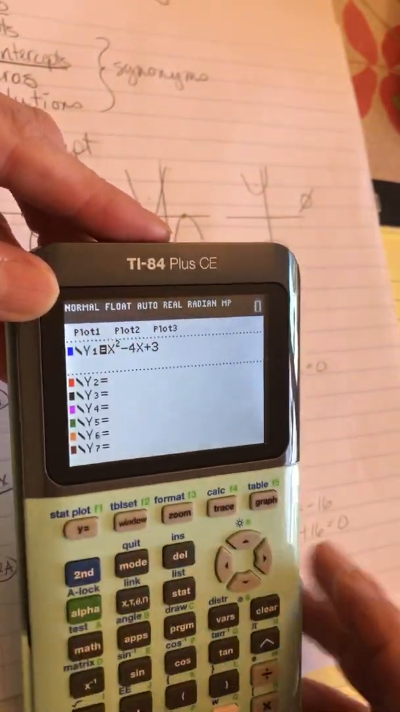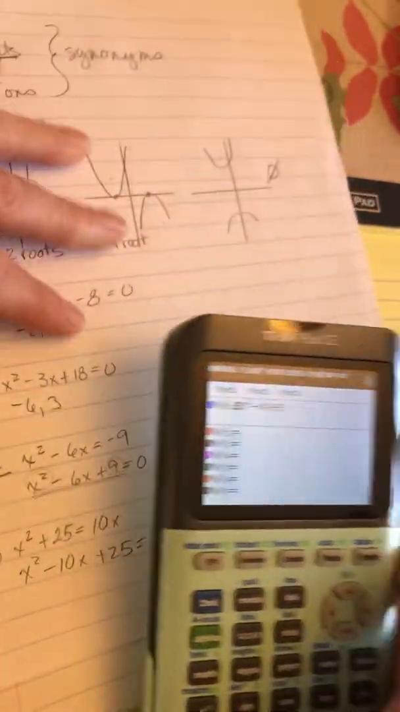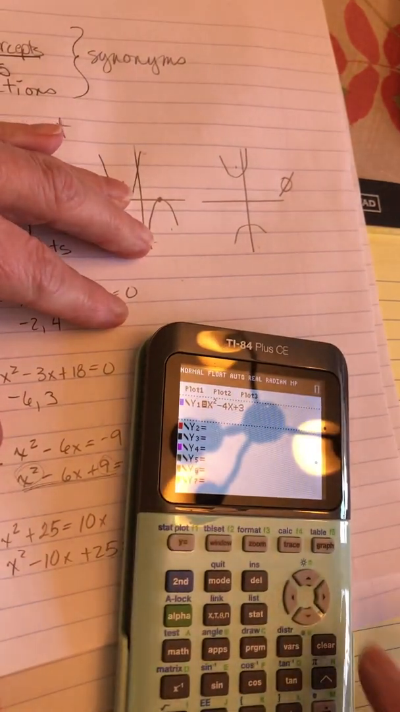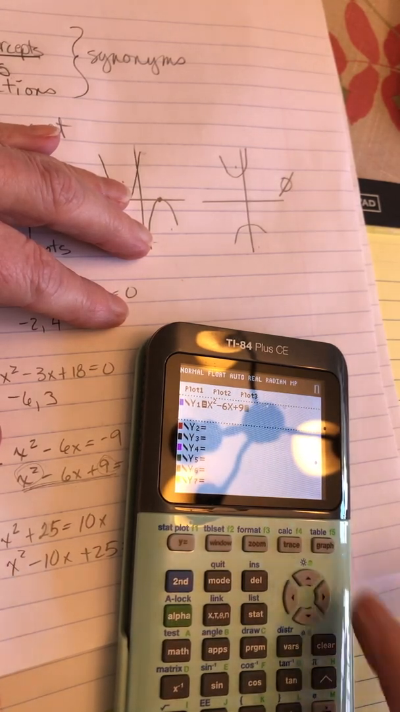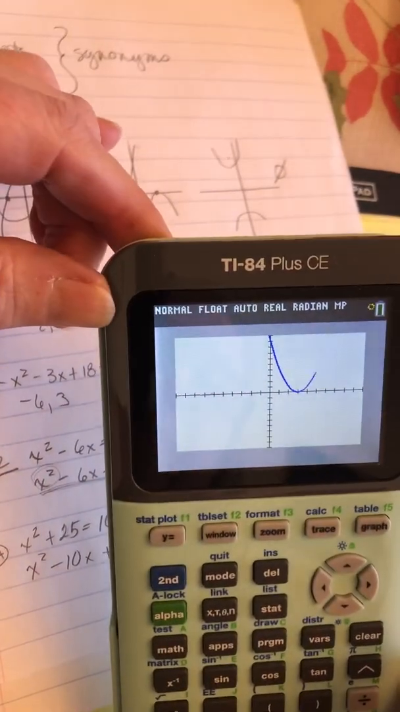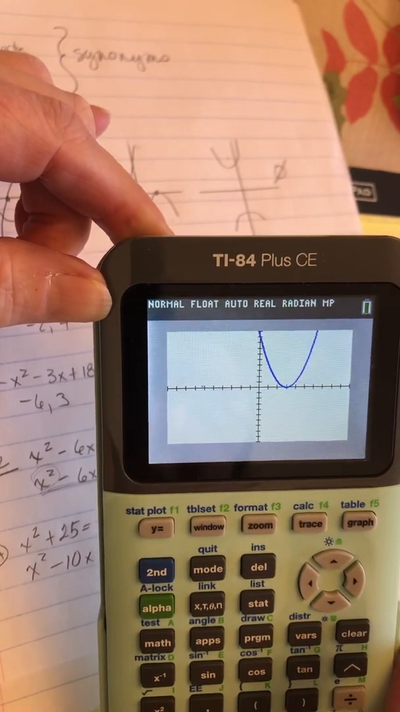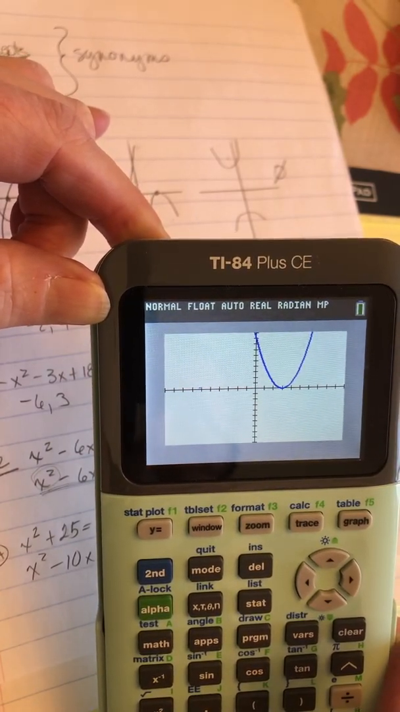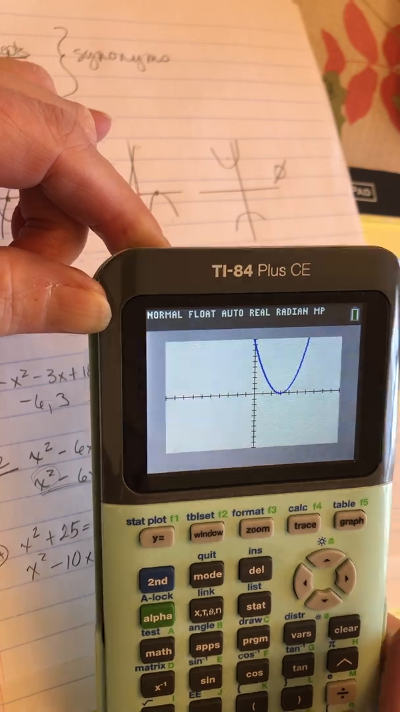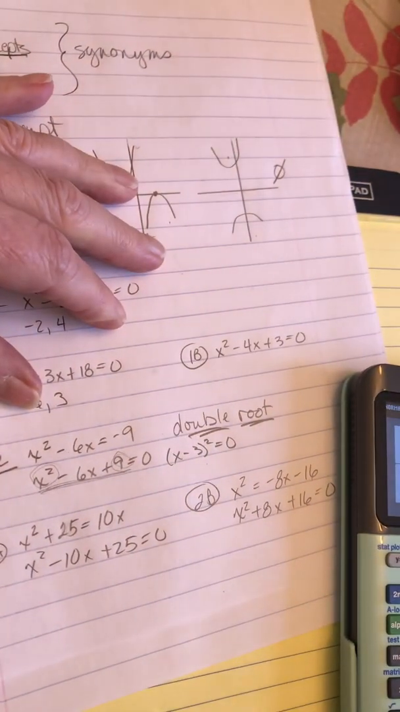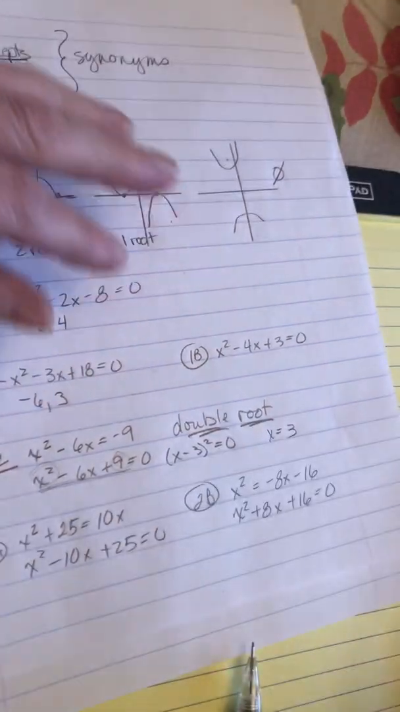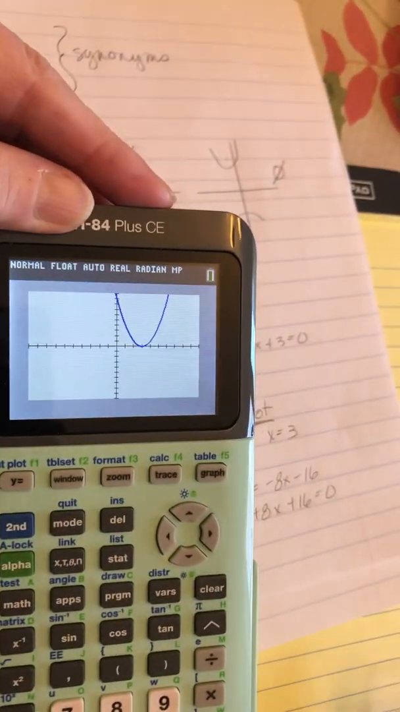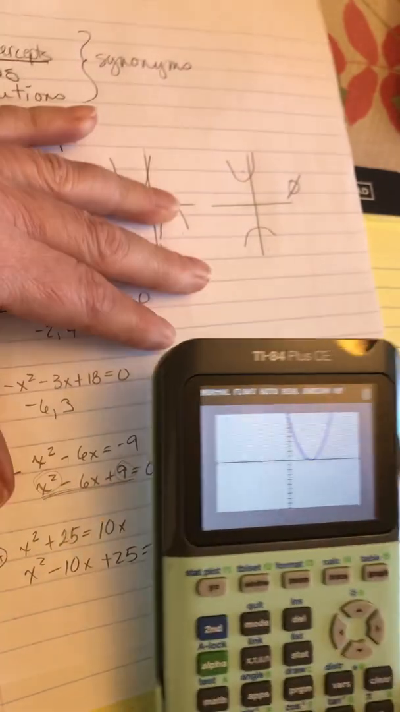Oops, got to get the right graph. X squared. Now, the nice thing about your graphing calculator is you can just type over. 6, and that has to be a 9. The graph sits right on the x-axis at x equals 3. Okay, right on the x-axis. One root, because they're both the same. I can have two factors, you're right, I have two factors, but they're both the same.